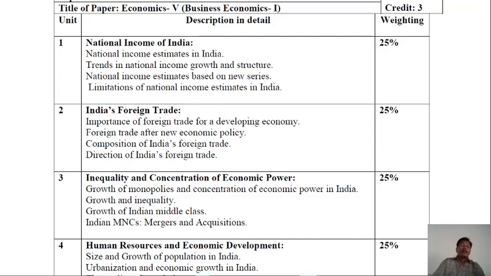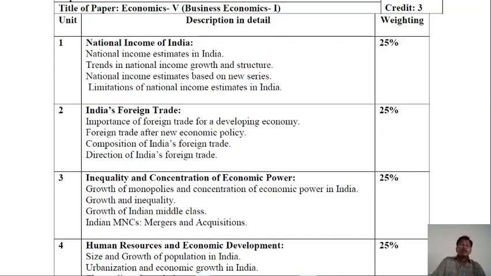Second point, the trend in national income growth and structure. Here, how national income grows year by year or every 5 years, how our national income increases, and what types of structure, plan by plan, from the beginning period to now. Here, the trend in national income and growth structure.